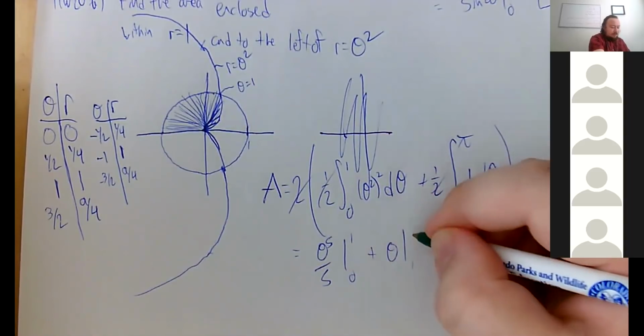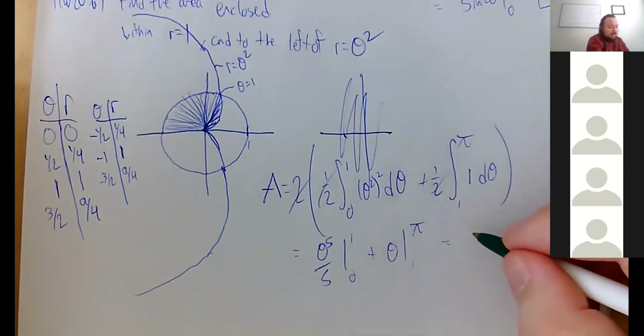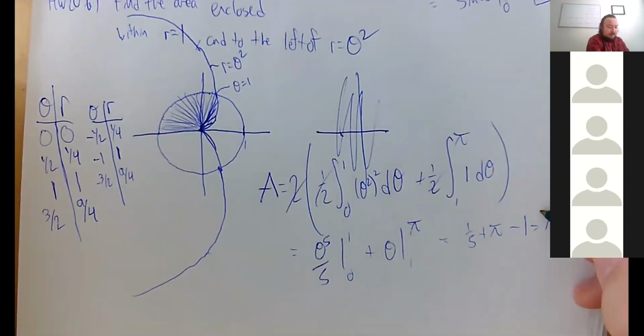And then I have from 1 to pi here. If I plug these numbers in, I end up getting 1/5 plus pi minus 1, which is pi minus 4/5 right here. That's going to be my area here.